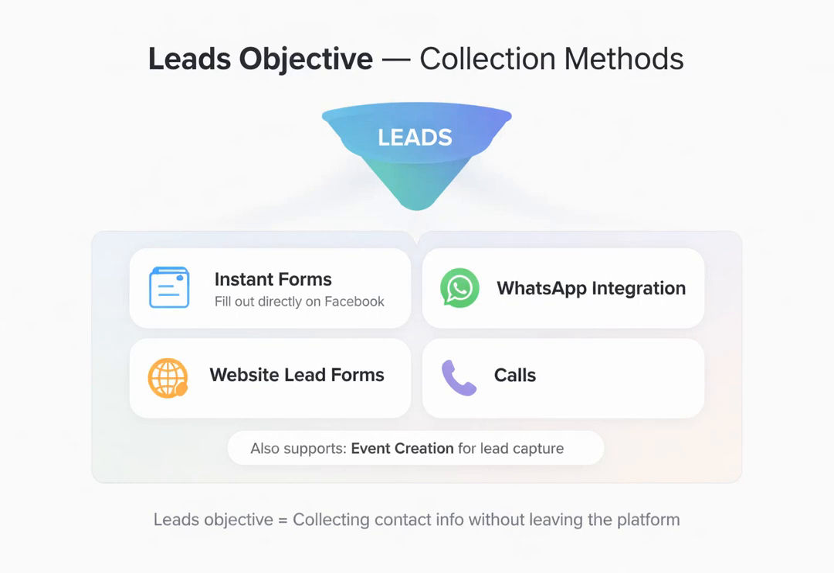The leads objective is particularly powerful for service-based businesses. Instead of sending someone to an external website, Facebook can collect their information right inside the platform using instant forms, pre-filled forms that make it incredibly easy for users to submit their details. You can also route leads through WhatsApp, through your website's own lead forms, or even through a phone call. There's also an option to create an event as part of your lead capture strategy. The big advantage here is reducing friction. The fewer steps between seeing the ad and submitting info, the higher your conversion rate.